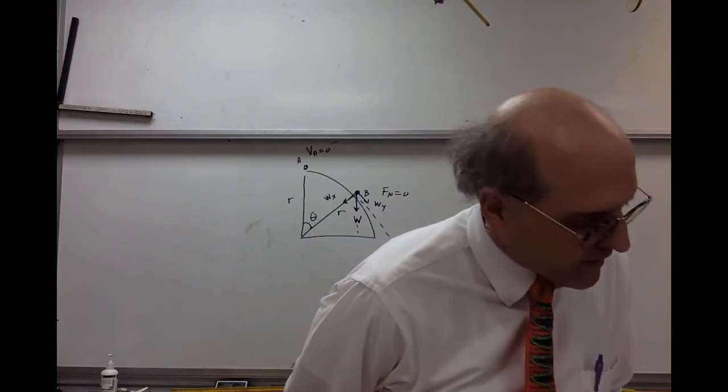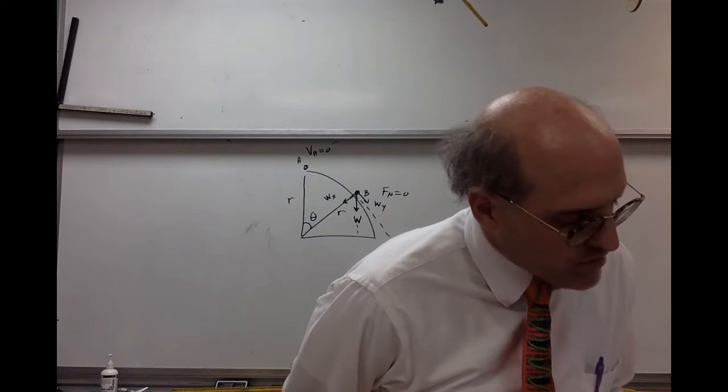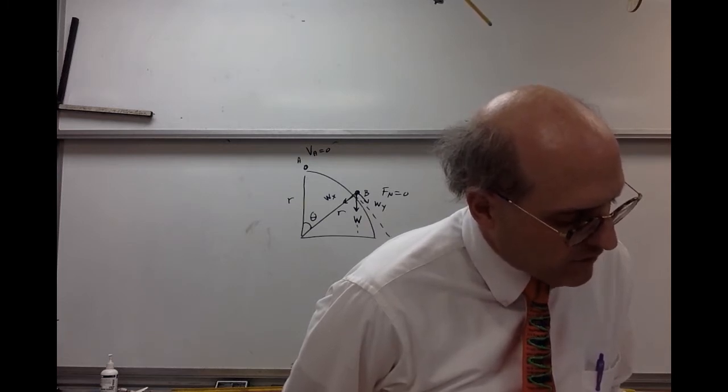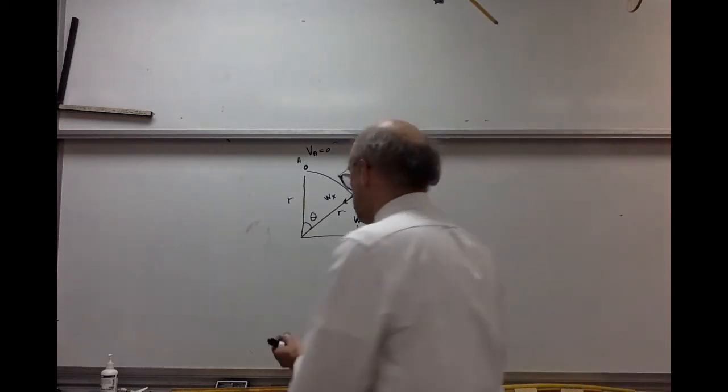Chapter 6, problem number 44. A person starts from rest at the top of a large frictionless spherical surface and slides into the water below. At what angle theta does the person leave the surface?